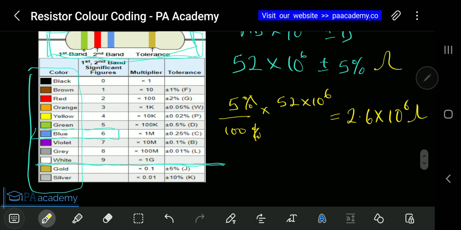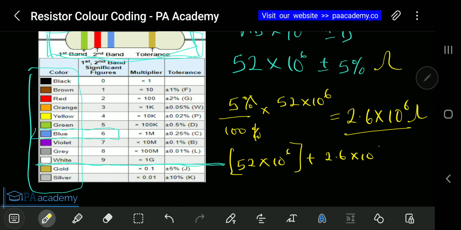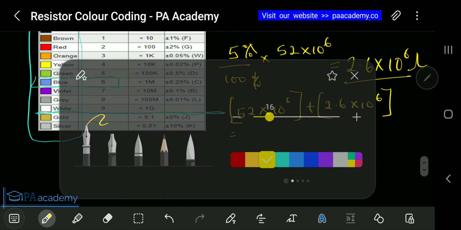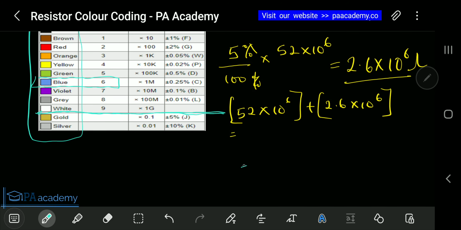Okay. So now that it's saying that this is the value of the resistor, 52 times 10 raised to the power 6 plus or minus 5%, and we've gotten the value of that 5% to be this, that means our resistor value will be 52 times 10 raised to the power 6 plus 2.6 times 10 raised to the power 6. So we are going to get the value of this. Also, we are going to calculate 52 times 10 raised to the power 6 minus 2.6 times 10 raised to the power 6.